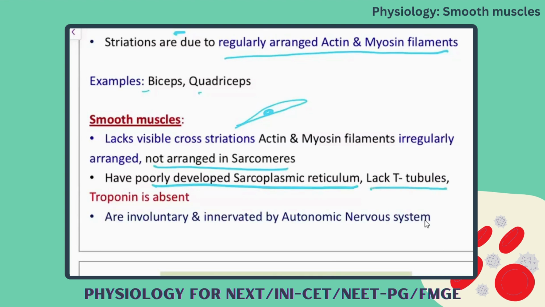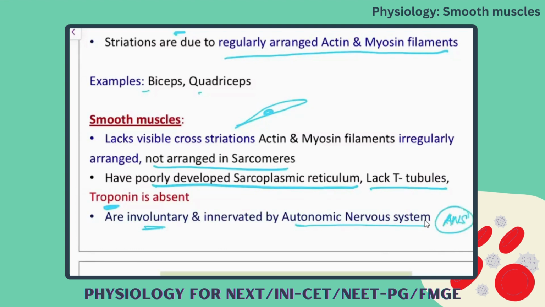And it lacks the tubular system, the sarcotubular system. And specifically, troponin is absent in the smooth muscles. They are involuntary and mainly innervated by the autonomic nervous system.